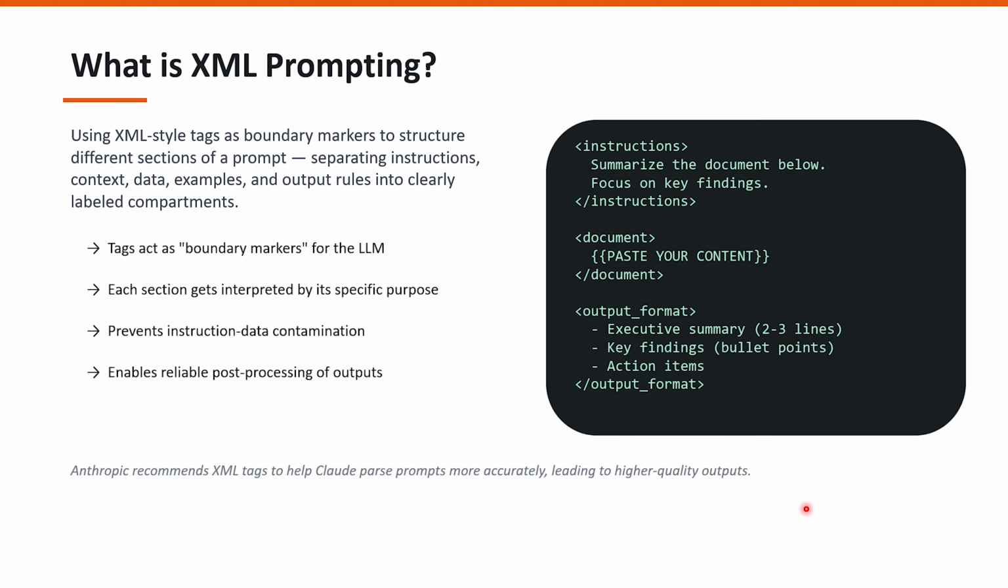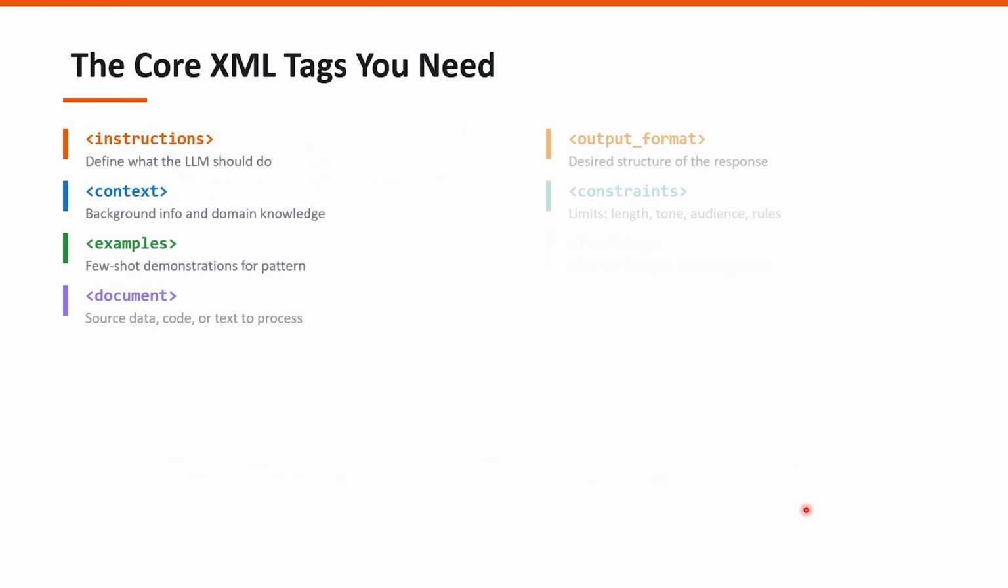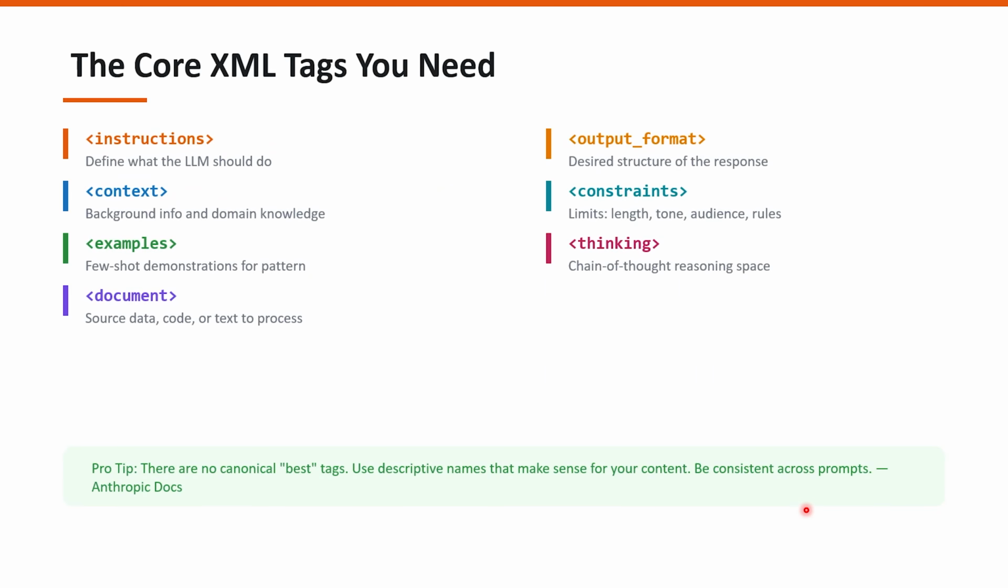Now let us look at the main tags that you will use most often. First is the instructions tag. This is where you tell the AI what to do. Keep it crisp and clear. Context tag for background information. Maybe you are giving domain knowledge or company specific information. Examples tag for few shot prompting. You give one or two examples so the AI understands the pattern.